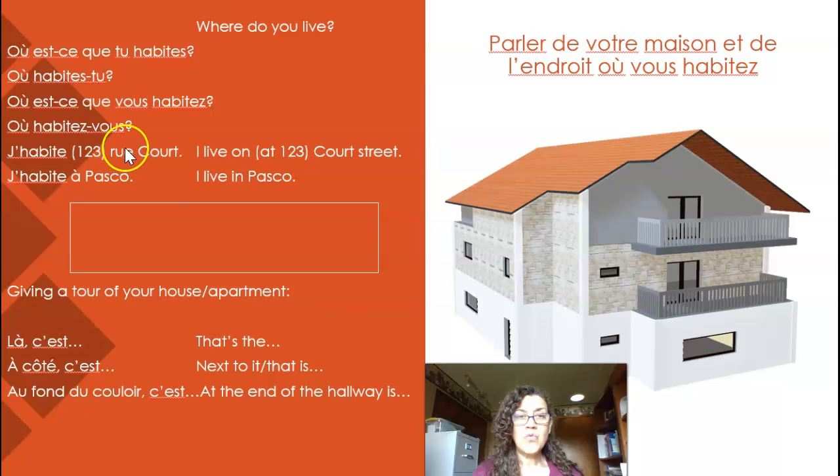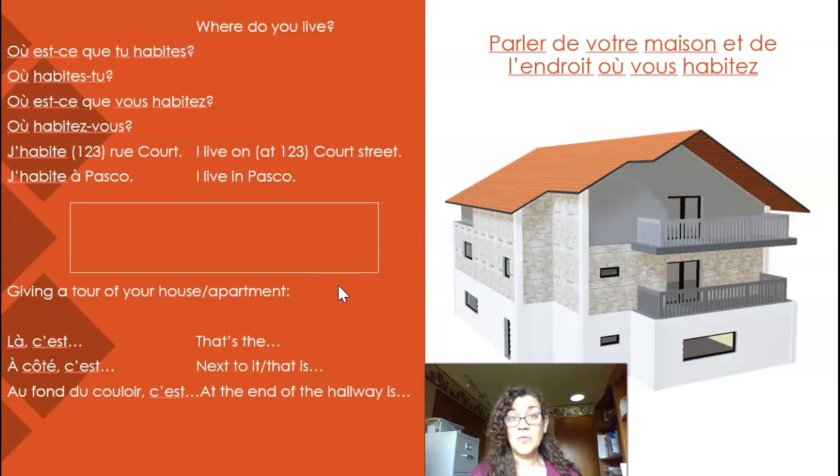Okay, now you don't want to put a preposition on this one where you're saying what street you live on, because if you try to say on, like sur or some other preposition, it's going to sound to a French person like you actually live on the street, like you're a homeless person. Okay, you don't want to say that. So don't use any preposition there.